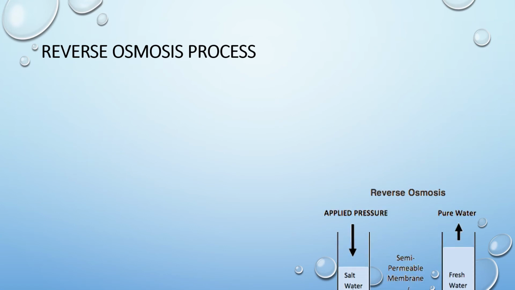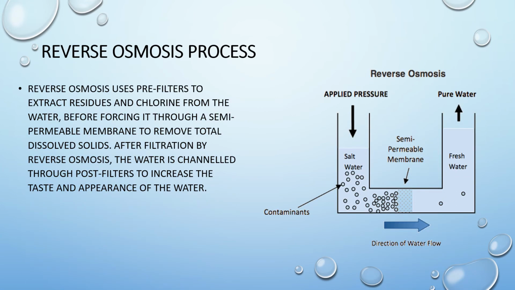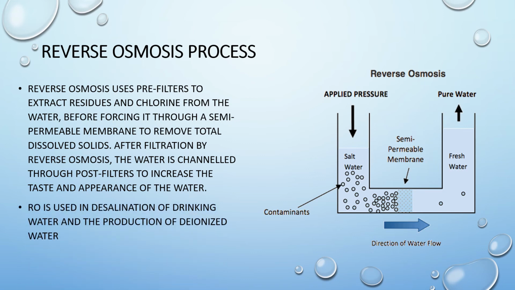Reverse osmosis process. Reverse osmosis uses pre-filters to extract residue and chlorine from the water before forcing it through a semi-permeable membrane to remove total dissolved solids. After filtration by reverse osmosis, the water is channeled through post filters to improve the taste and the appearance of the water. Reverse osmosis is used in desalination of drinking water and also in the production of deionized water.